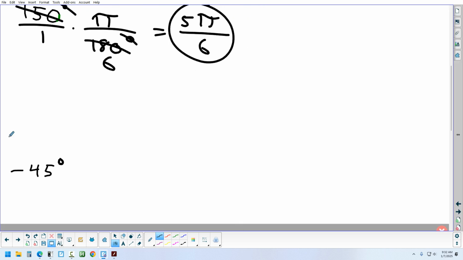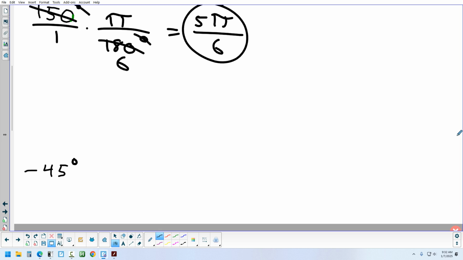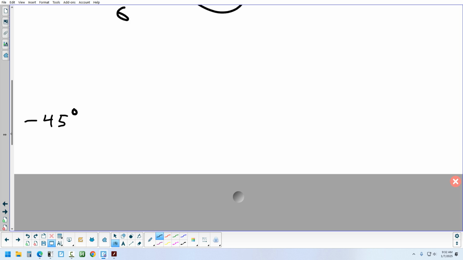All right, let's try a negative. Negative doesn't change how you do anything. It just means your final answer is going to have a negative. If it started negative, it's going to stay negative. If it started positive, it's going to stay positive. The sign can never switch when you're converting. Okay.